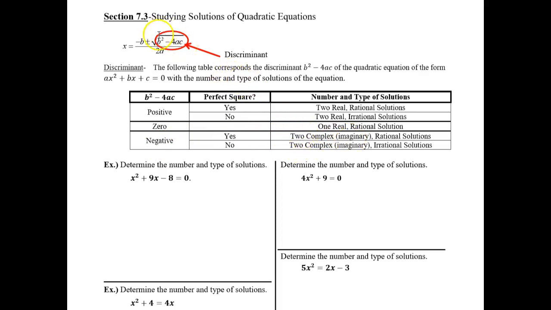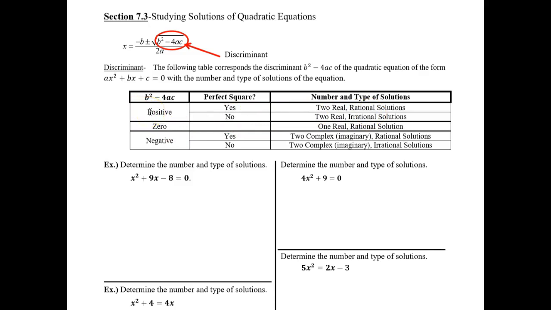If the number underneath the radical is a perfect square, we can take the square root of a perfect square, and we'll end up with a whole number. And then we'll have plus or minus this whole number, and we'll end up with a rational solution. So whether it's positive or negative, if that is a perfect square, it'll be rational. If it ends up not being a perfect square, then we'll have the square root of a non-perfect square, and the square root of anything that's not a perfect square is irrational. So that's why we have this column here. Is it a perfect square? It's rational. If it's not a perfect square, it'll be irrational.